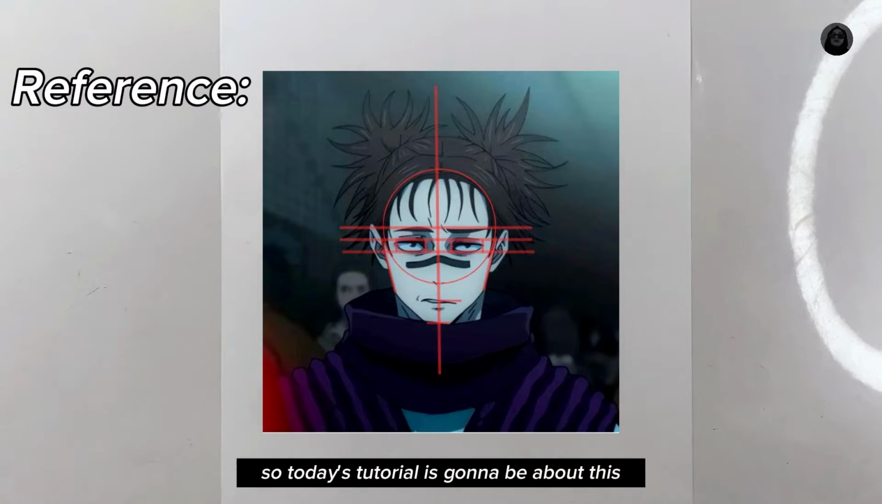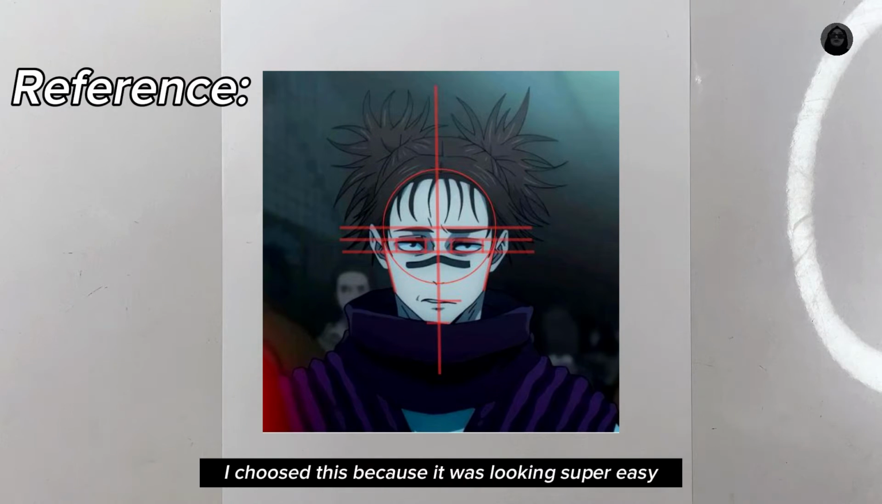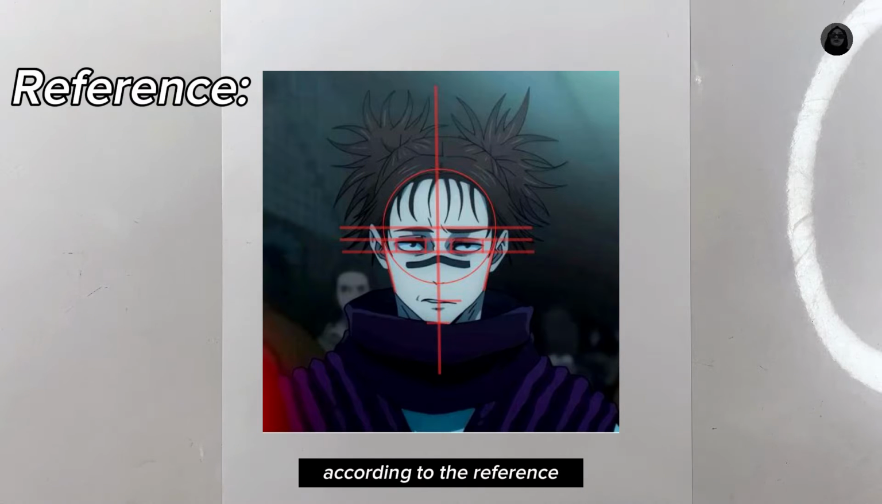So today's tutorial is gonna be about this picture of Choso. I chose this because it was looking super easy. So let's start by drawing this structure according to the reference.